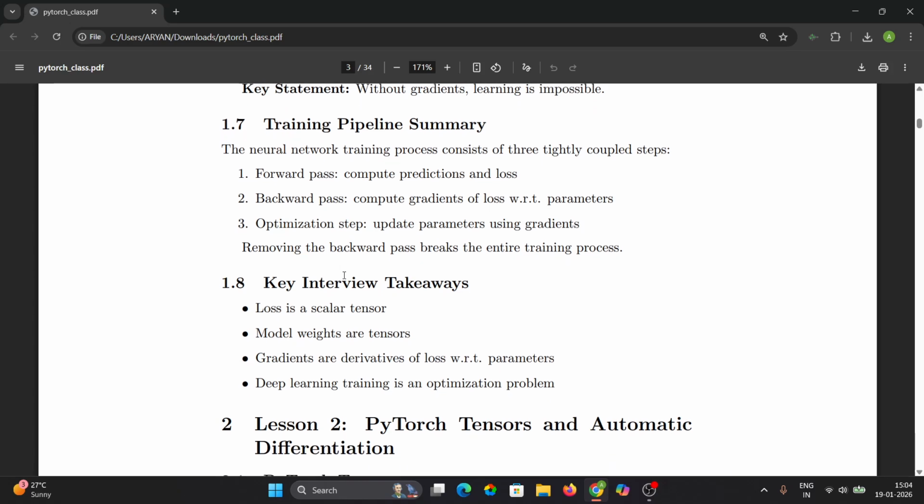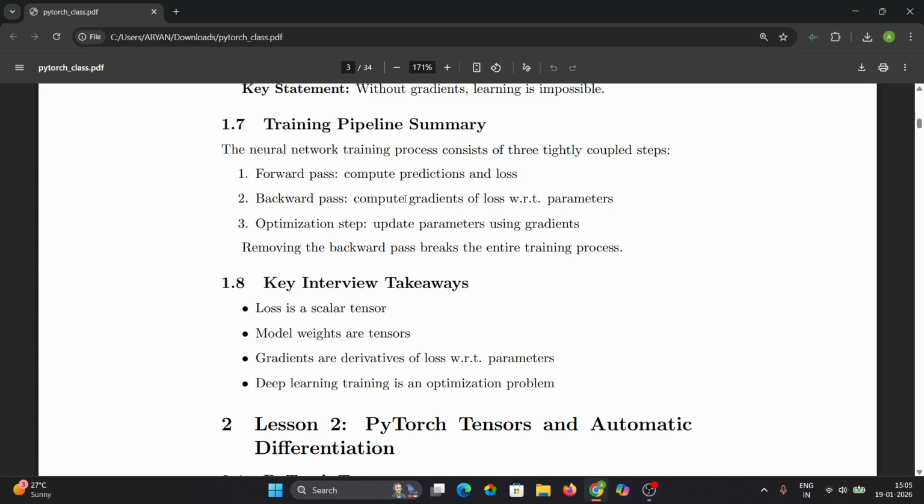Now, the training pipeline summary. The neural network training process consists of three tightly coupled steps. First, the forward pass. The forward pass is used to compute the prediction and then the loss. In the backward pass, we compute the gradient of the loss with respect to the parameters. The parameters here are weights and bias.